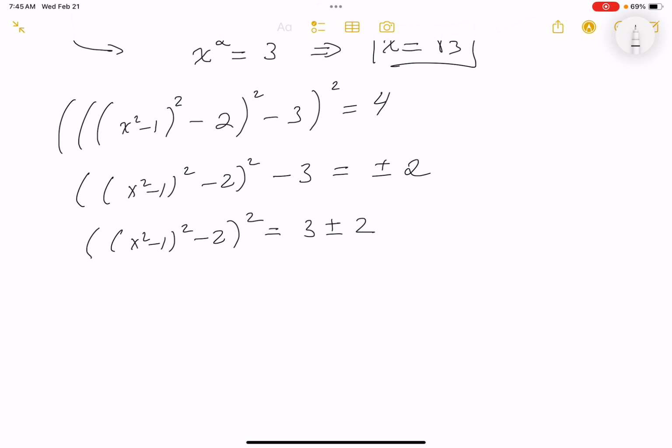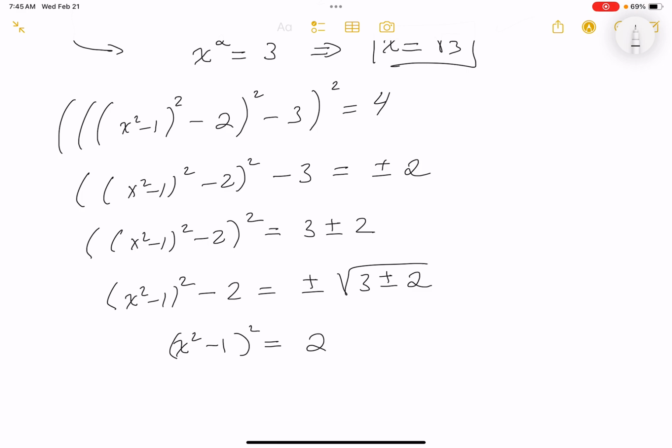They're both positive numbers, so I can use the square root rule again, by the way. And what do you get? x squared minus 1 squared minus 2 equals plus or minus the root of 3 plus or minus 2. All right, let me write that down now. So x squared minus 1 squared is 2 plus or minus the root of 3 plus or minus 2.